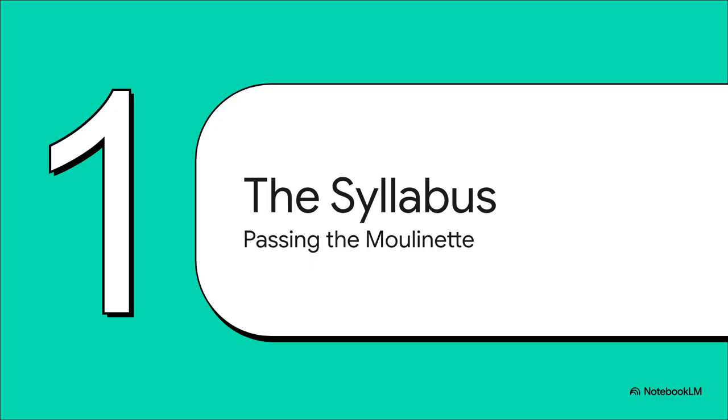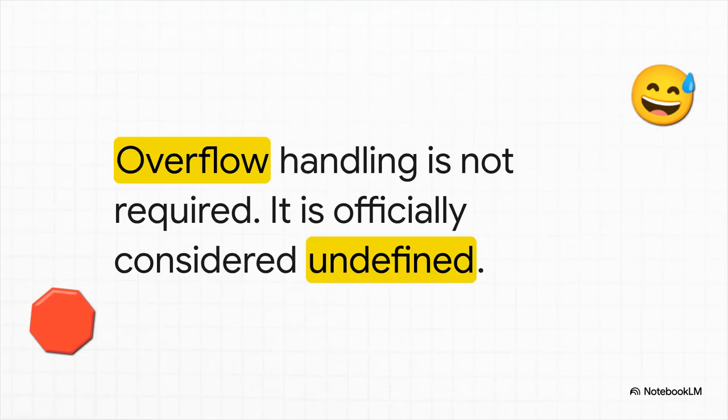Section 1. The syllabus and, more importantly, passing the Moulinette. Listen, our main goal here is pretty simple. Write code that sails through the Moulinette's automated checks without a hitch. And honestly, the biggest sigh of relief for these early exercises, you absolutely do not need to worry about handling integer overflow. If your calculated factorial or exponent gets too big for a standard C integer, the return value is just officially considered undefined. So, take a breath, focus strictly on the core logic, and just don't stress over complex overflow protection right now.